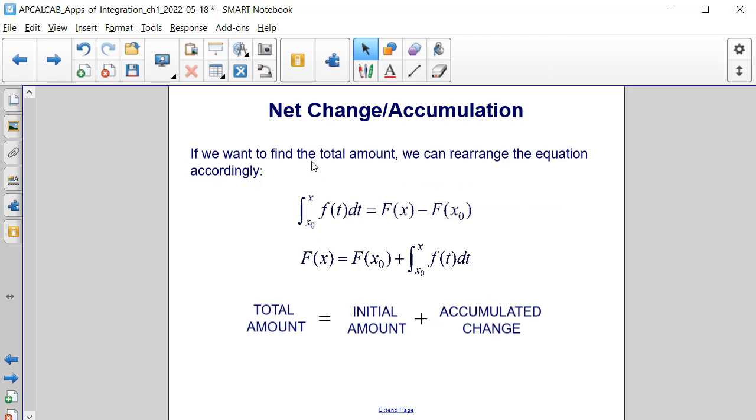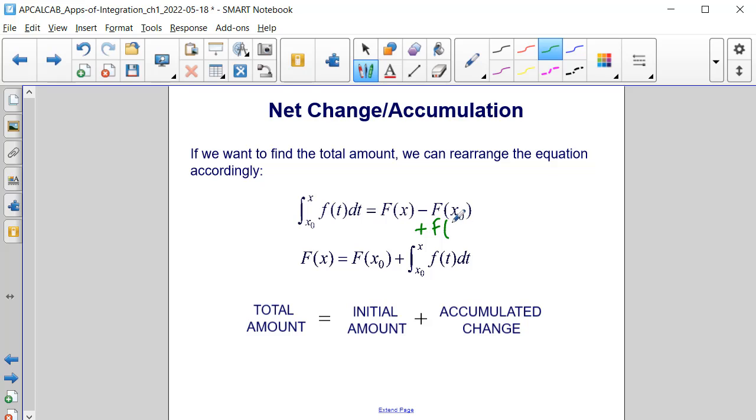If we want to find the total amount, we can rearrange the equation accordingly. We have this integral from our initial x value to x of f of t dt being equal to capital F of x, or that total amount, minus our initial amount. If we were to add the initial amount to both sides, we would end up getting this equation where the total amount is equal to the initial amount plus the accumulated change.